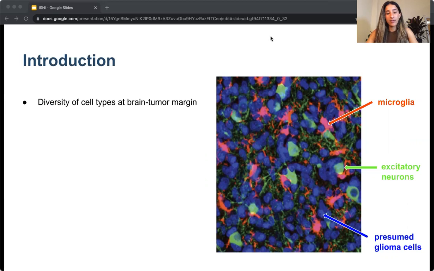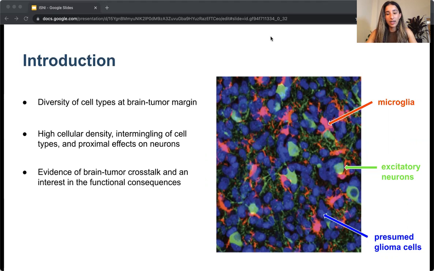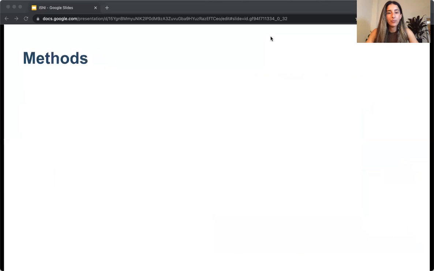So, to reiterate some of the facets that make glioblastoma a particularly complex disease, some of these include 1, the diversity of cell types at the brain tumor margin, 2, the high cellular density intermingling of cell types and proximity that allows there to be pathological effects on nearby neurons, and 3, evidence of brain tumor crosstalk, and this interaction being a crucial regulator of cancer initiation and progression. Specifically, it's been shown that excitatory neuronal activity contributes to glioma growth. These findings necessitate a better understanding of glioma-induced neuronal excitability and the underlying mechanisms.